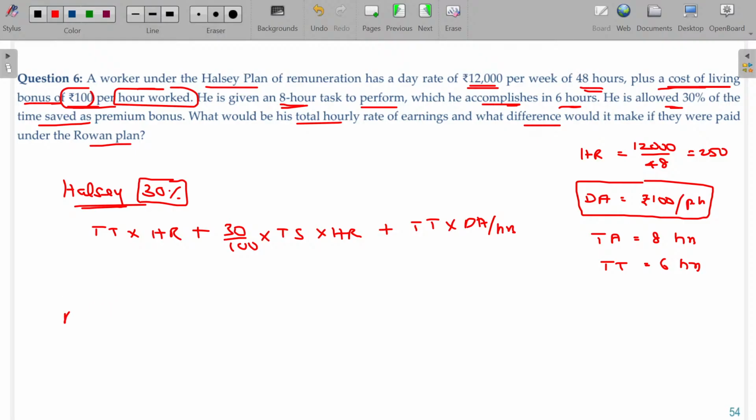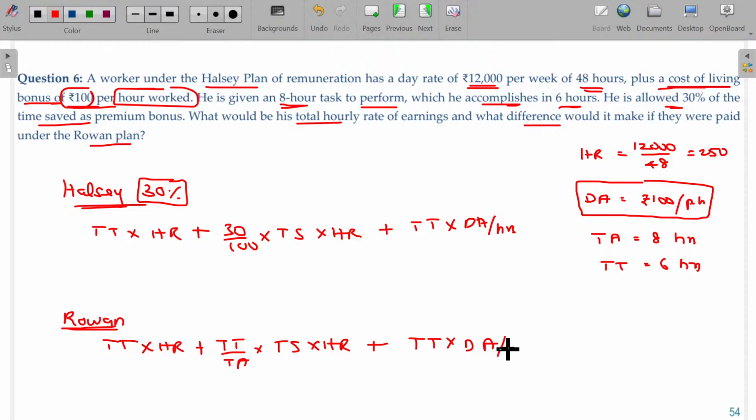In case of Rowan, what happens? Time taken into hourly rate plus time taken by time allowed into time saved into hourly rate plus time taken into DA per hour.